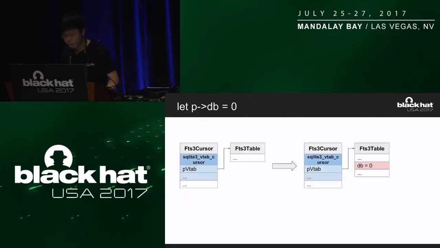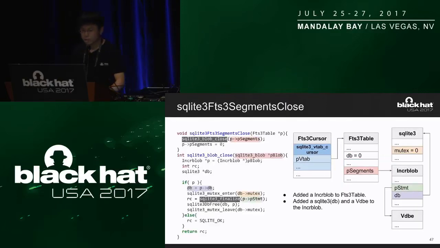So in this diagram, we are showing the construction procedure for structures. We set db in FTS3 table to 0 in this step. Now let's move on to the function SQLite3 FTS3 segments close. It's calling SQLite3 blob close and passing pp segments. pp segments point to a struct incrblob. So we also added this struct to FTS3 table.